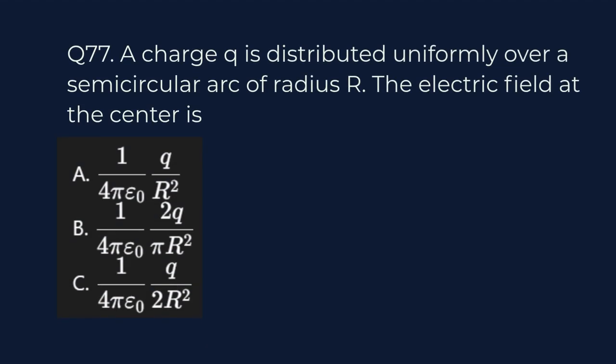Question 77. A charge q is distributed uniformly over a semicircular arc of radius r. The electric field at the center is: a) kq by r square, b) 2kq by pi r square, c) kq by 2r square.